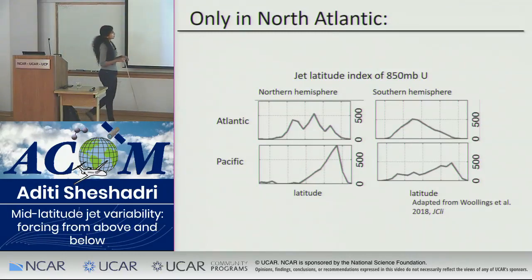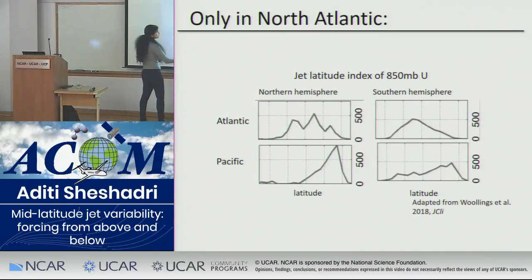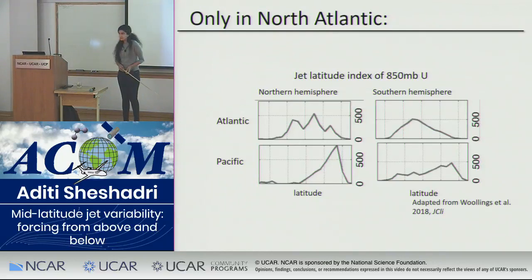And why are we focusing in on the Atlantic? These preferred positions appear to exist basically in the Atlantic. Here is the Southern Hemisphere and the Pacific basins in both hemispheres, and there's no evidence of any preferred positions in any of those basins.